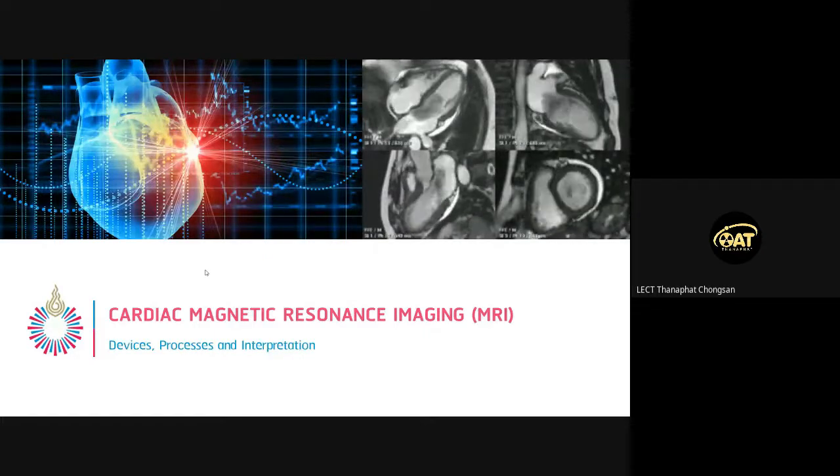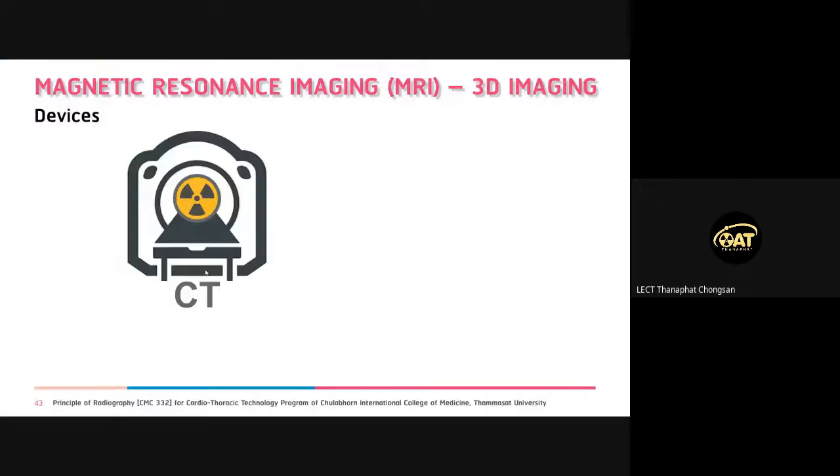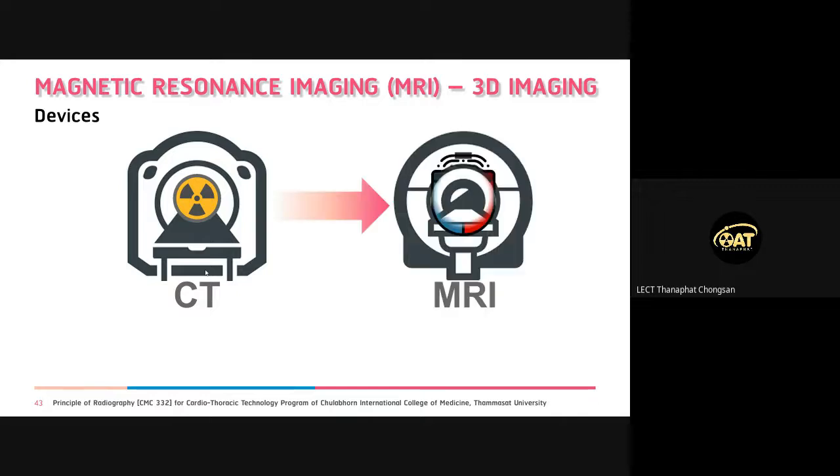In the previous topic we used radiation to examine, but in this topic we will use magnetic or radio waves to produce medical images, especially cardiac images, by magnetic resonance imaging or MRI. In the previous slide we used CT, and in the next slide we will use MRI. Why change to MRI?